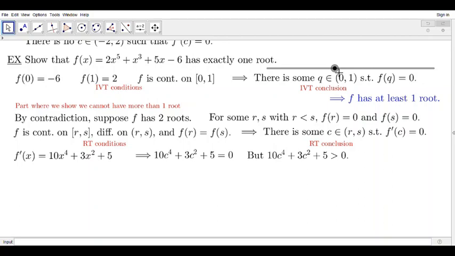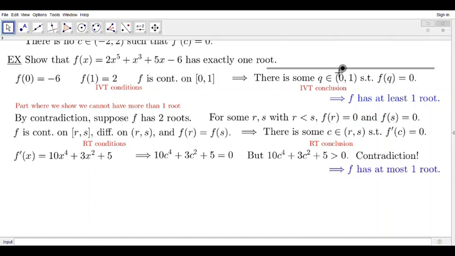So therefore, you can't have three roots, because if you have three roots, you could sample two out of them. And if there are four roots, you could always sample two out of them. So that has now closed the door on the presence of two roots, three roots, four roots, and so on. All right, f has at most one root.